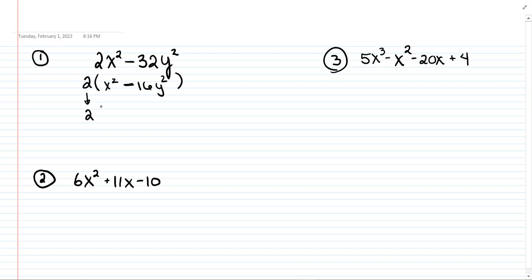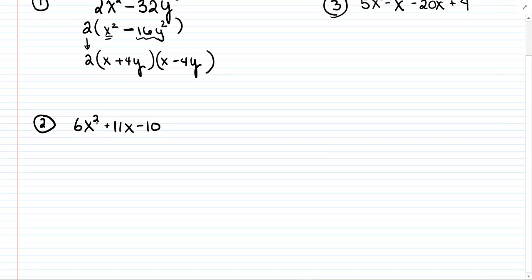It doesn't just disappear. And then the difference of squares, we write down two sets of parentheses. How do you get x squared? That goes in the first position. How do you get a negative 16? That's a plus 4 and a minus 4. And then to get the y squared, it has to be y times y. That's completely factored.